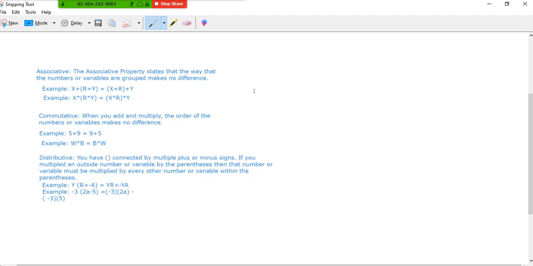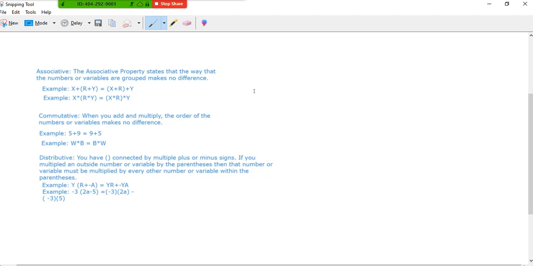Next, commutative. When you add and multiply, the order of the numbers or variables makes no difference. Example: 5 plus 9 equals 9 plus 5. Another example: w times b equals b times w. You can see you can interchange the numbers or variables on both sides of the addition symbol, and it makes no difference.